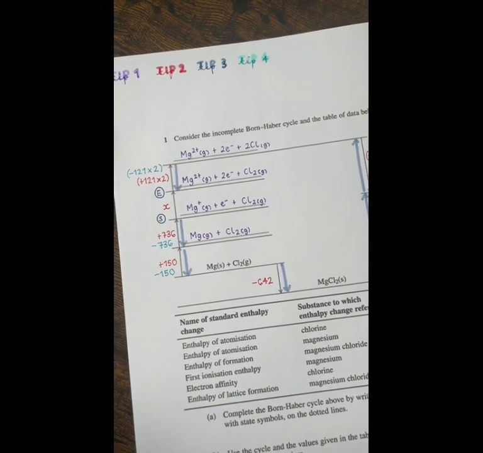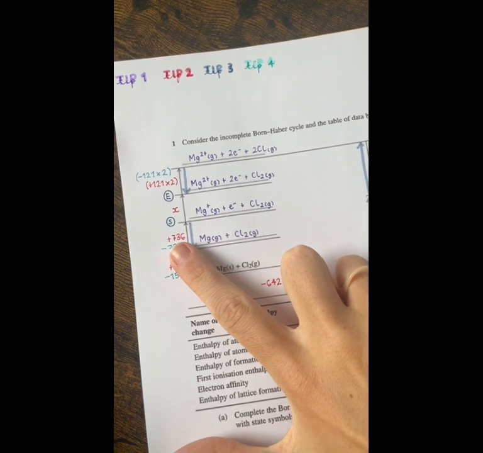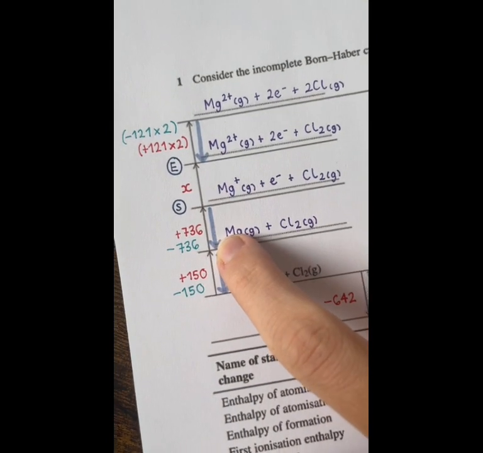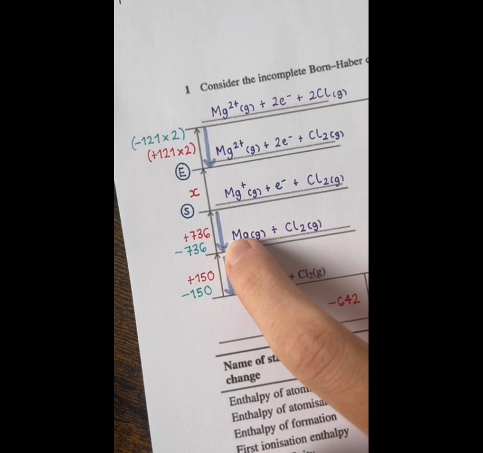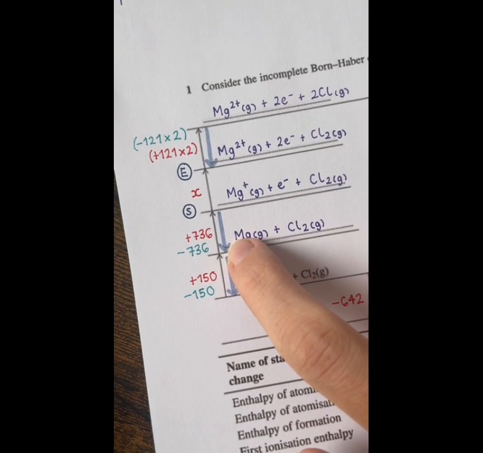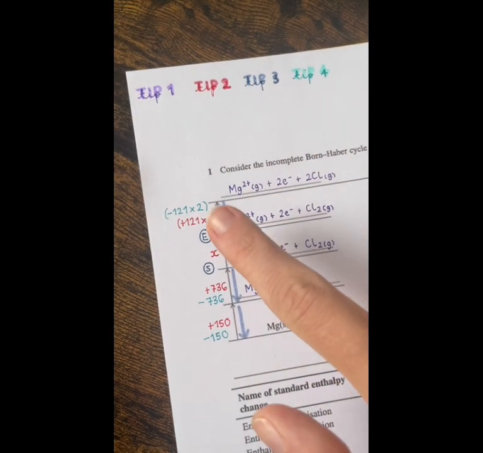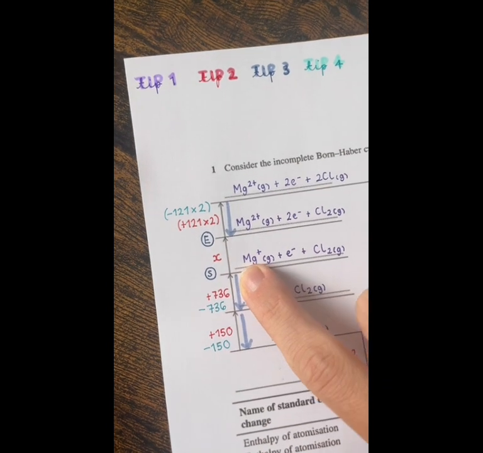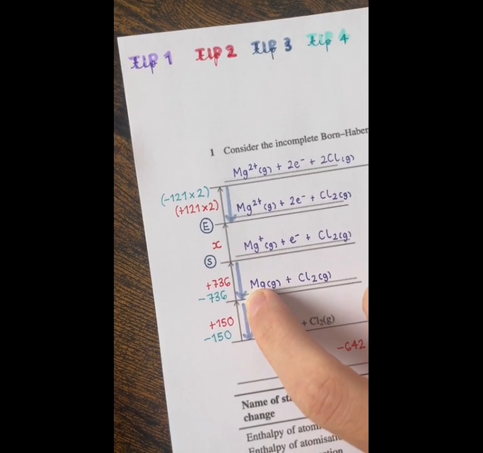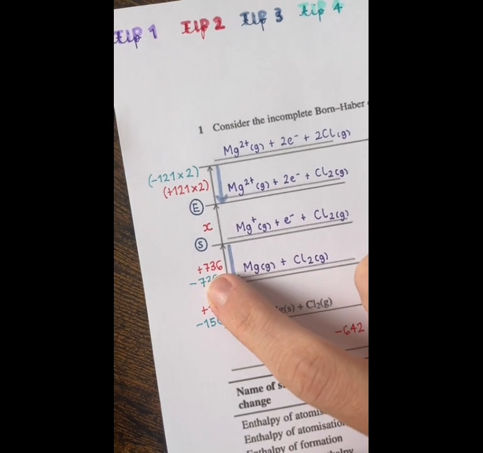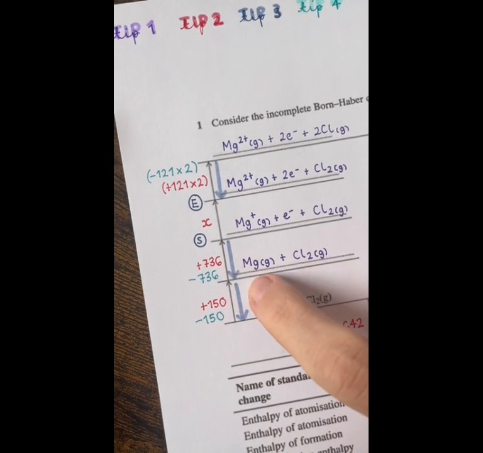Okay, so top tip number 4 is changing any of the values where the Hess's law arrow that we've added goes in the opposite direction to the arrow on our Born Haber cycle. So if we're starting at S and working our way around the cycle this way towards the end point, the Hess's law arrow for the first ionization energy of magnesium is going the other way. So it'll now be minus 736.